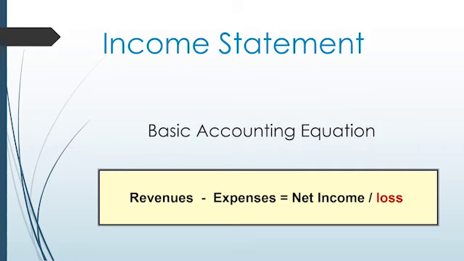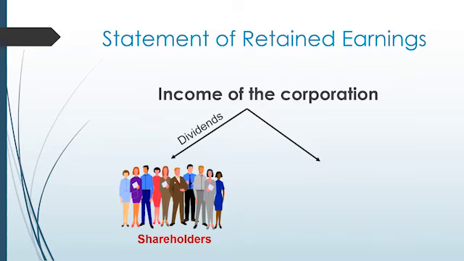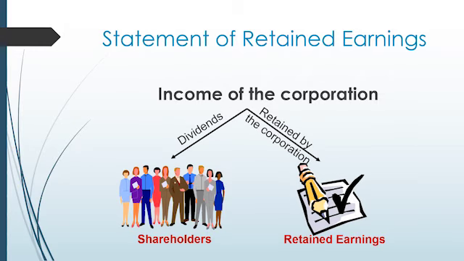These three elements form another basic accounting equation, which is revenues less expenses equal net income or net loss. When a company earns some income, it has the choice to pay dividends to shareholders or to keep it within the company, which we call retained earnings.